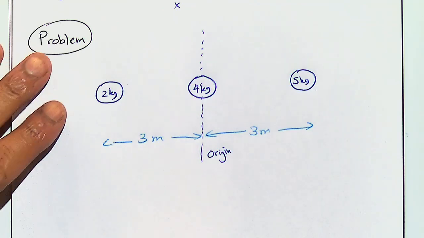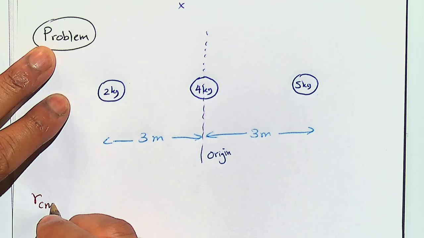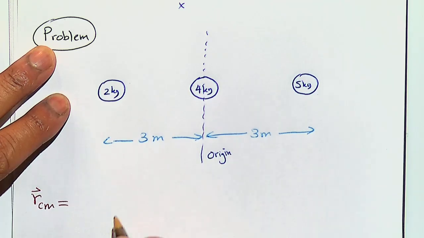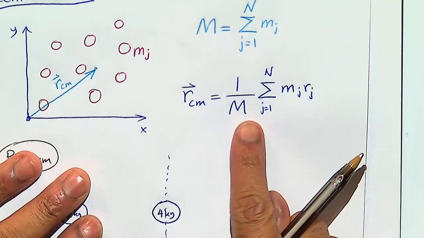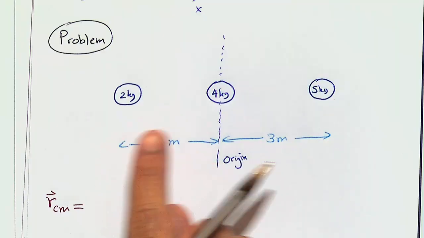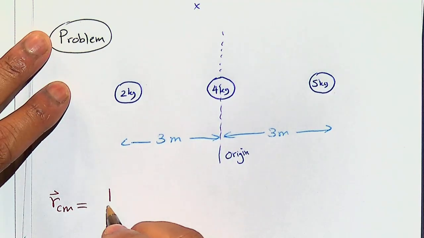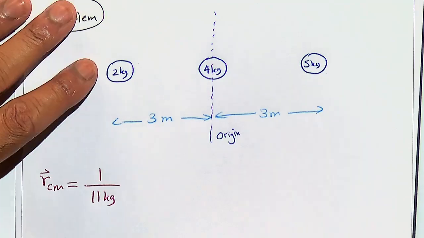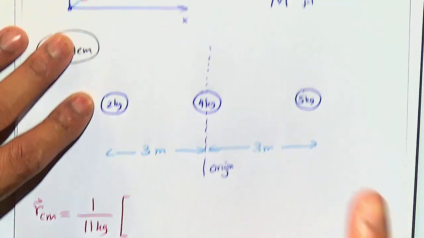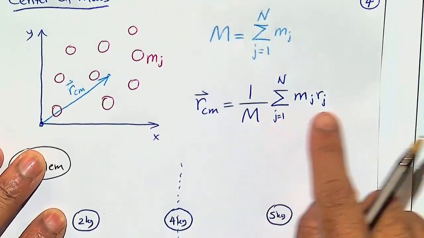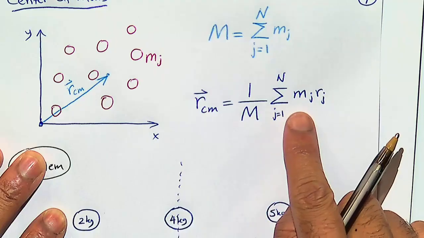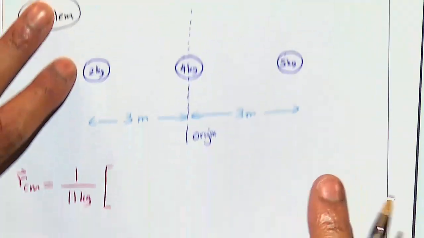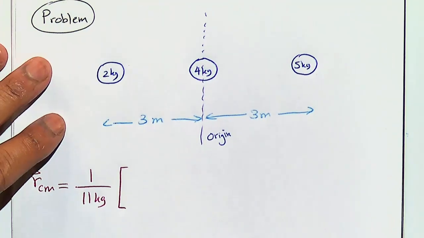All right, so we're calculating the location of the center of mass. First thing we want to do is the total mass, 1 over the total mass. In this case, that's 11, so 1 over 11 kilograms. Then we have to multiply 1 over m by all of this. All of this is a sum, mass times the distance. We start with one particle and just carry on.